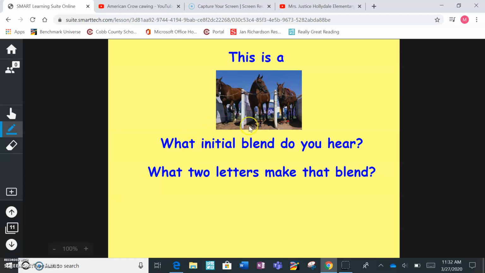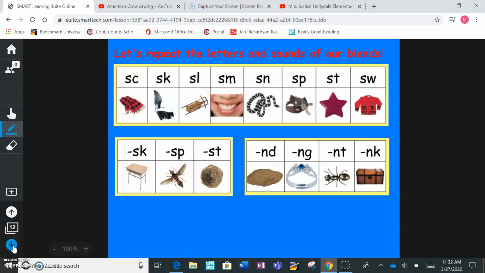All right, this is a stall for the horses. We learned that one yesterday. Hey, that's like all, stall. What two letters make that initial blend, the part you hear at the beginning? St. All right, smarty pants, it is an ST. Says st.